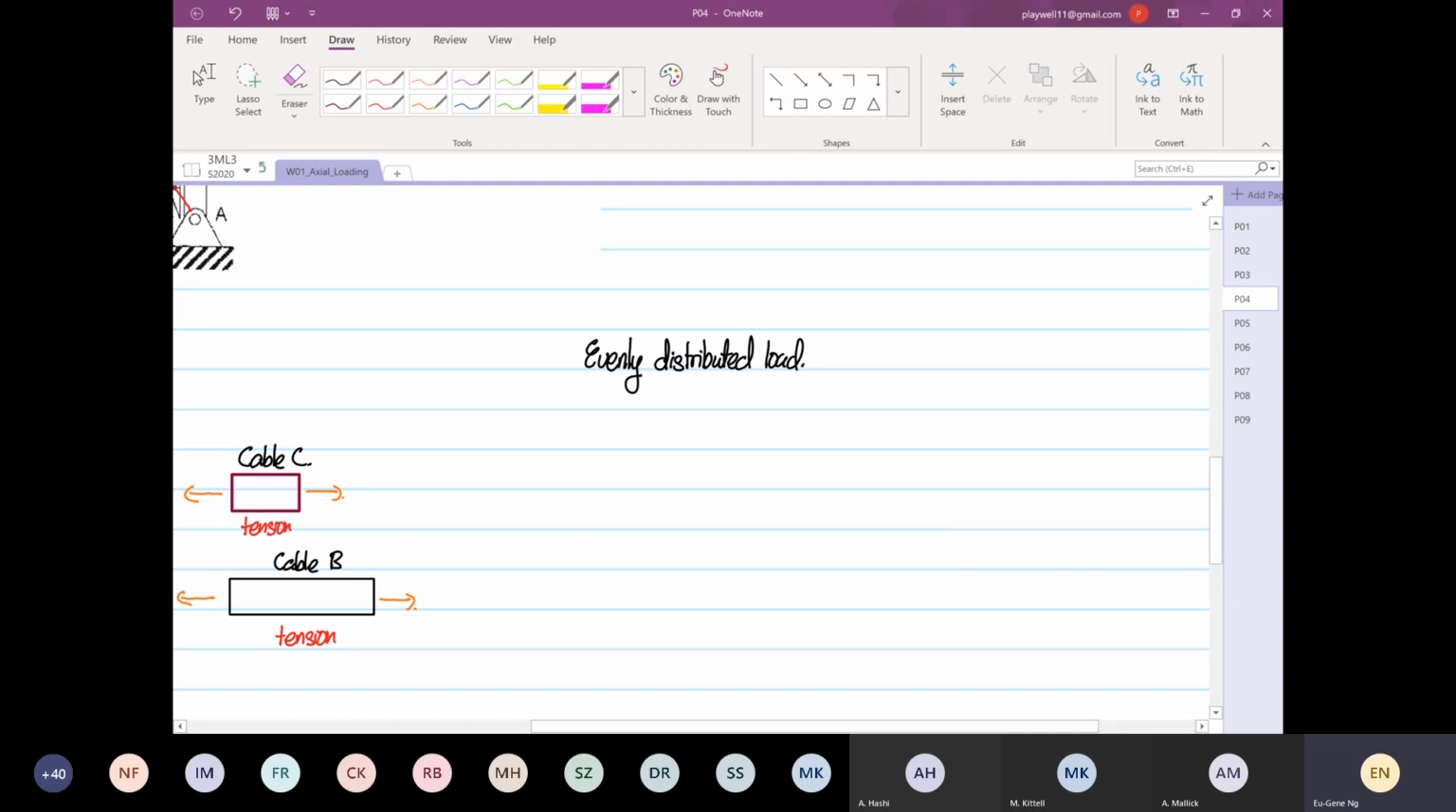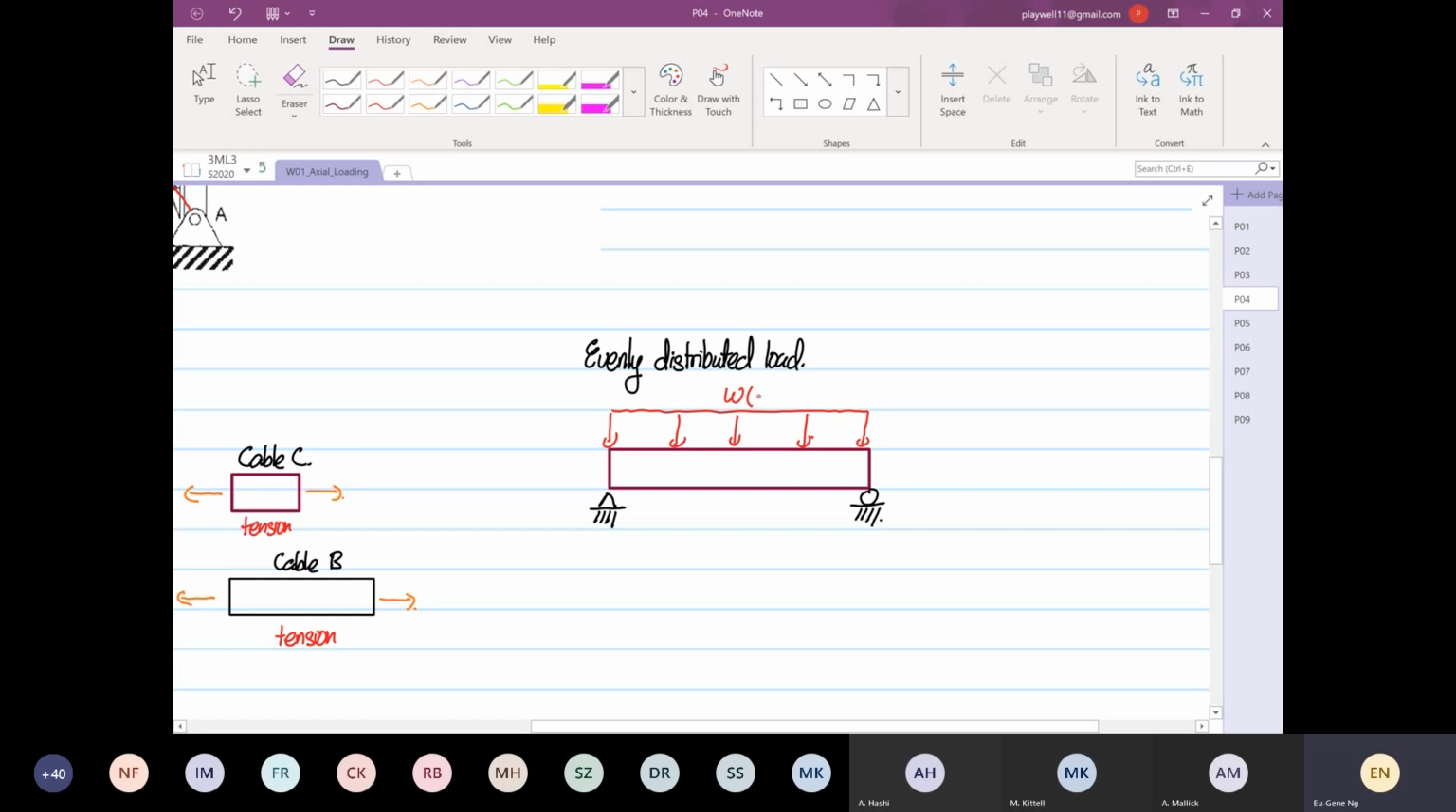So on evenly distributed load, if we have a beam, this is our evenly distributed load, and then one end is on a pin. The other end is on a roller, and this is our load. They will quote that this is omega, which is Newton per meter.